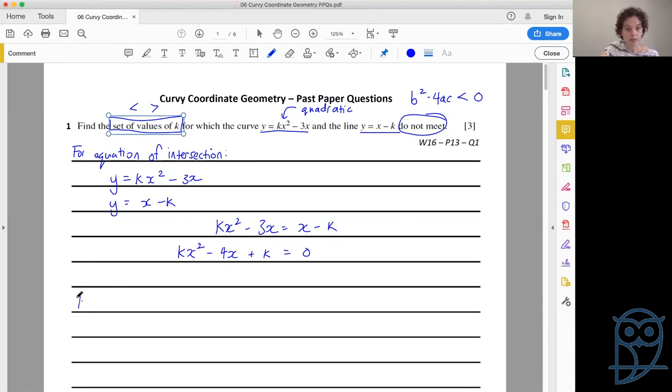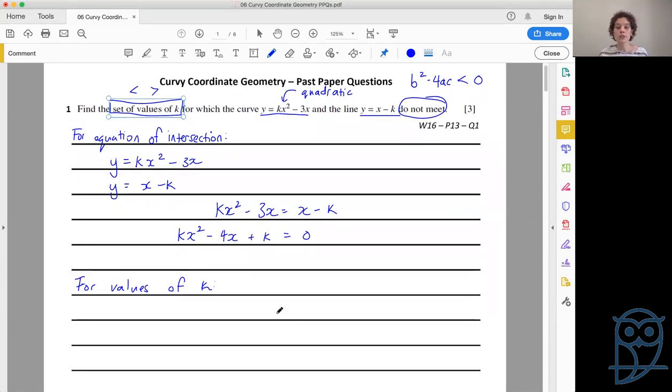So for values of k, we know that b squared minus 4ac is less than 0. We don't write formulas in our answer because a formula is something we use, not something we write down. So b squared, minus 4 squared, minus 4, a is k and c is k, and it is less than 0.